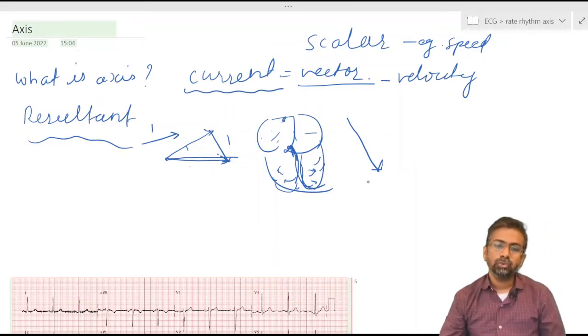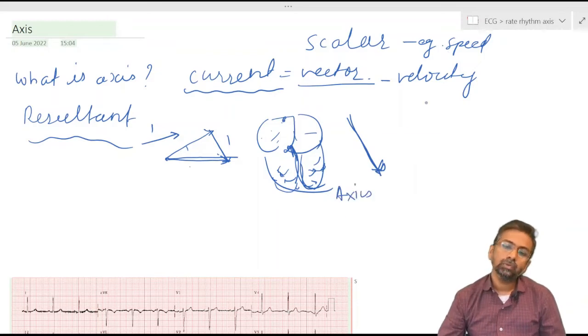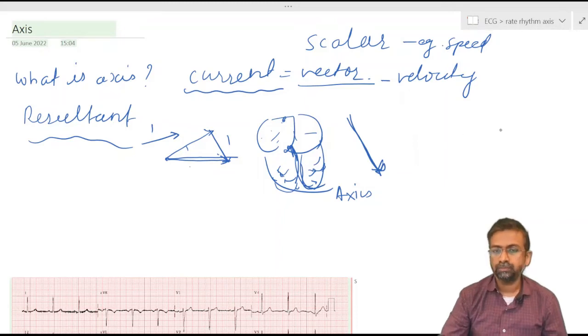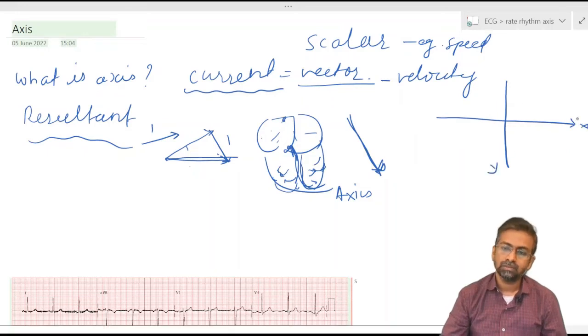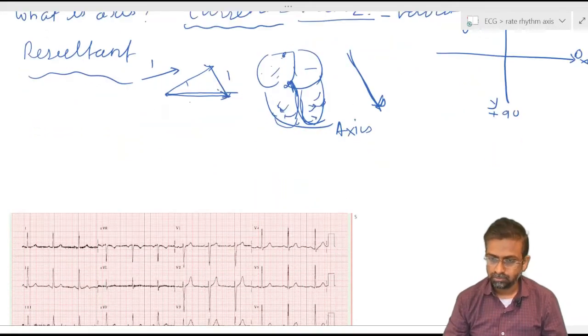So what you do is you add all the current in the heart and you will get a resultant vector and a resultant direction. That direction will be called the axis of the heart. We need to plot it on a graph paper. We need to plot that axis on a graph paper and you can tell exactly what is the axis of the heart. Suppose this is x-axis, this is y-axis, this is 0, this is plus 90. I'll draw a different point.